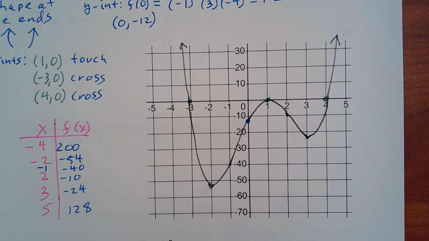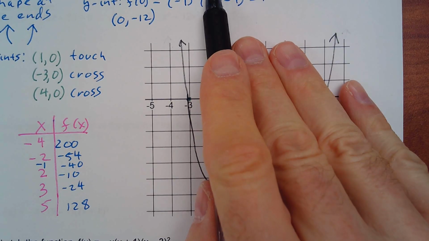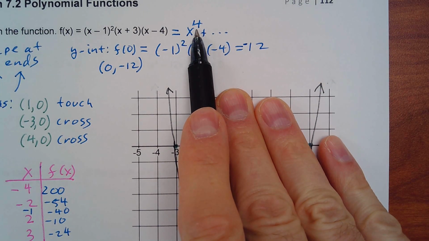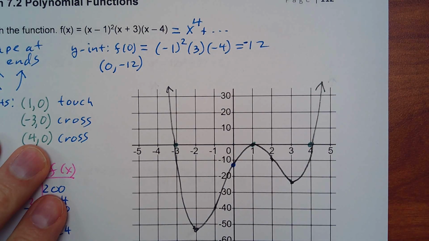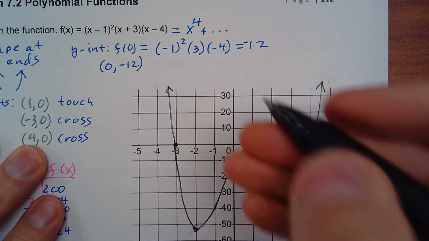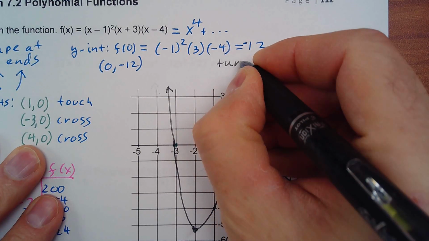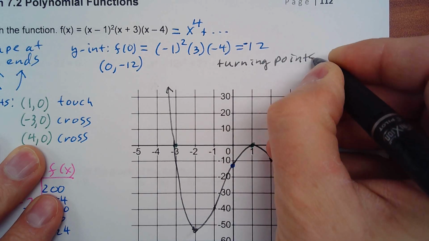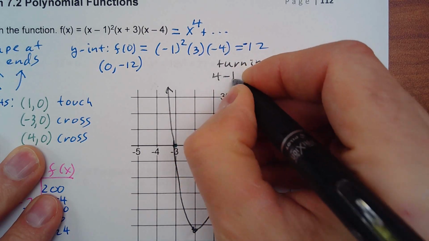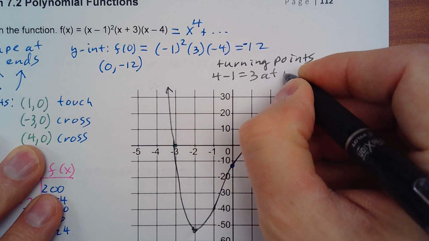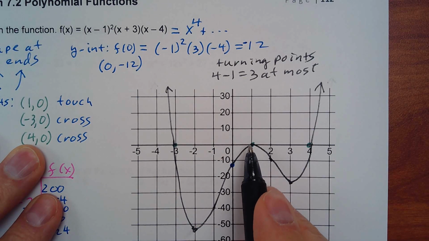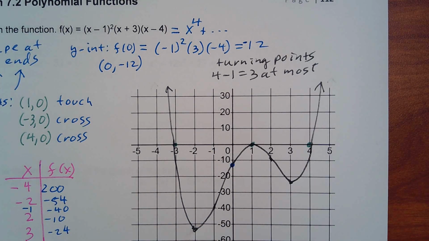Now, last thing I want to check here is make sure this has the correct turning points. So my degree here was 4. That means I should have at most 3 turning points. Well, that'd be 4 minus 1 is 3 at most. And as I've got 1, 2, 3, so that matches. So that should be our sketch.